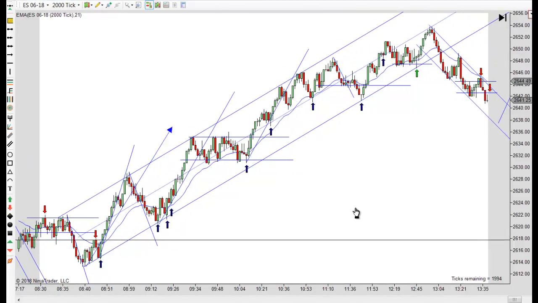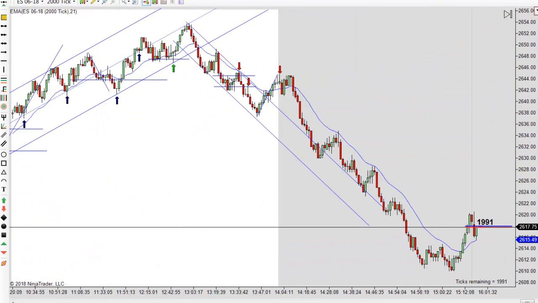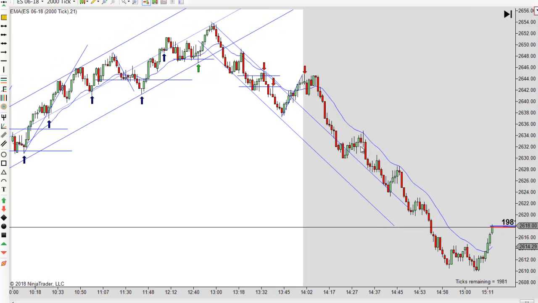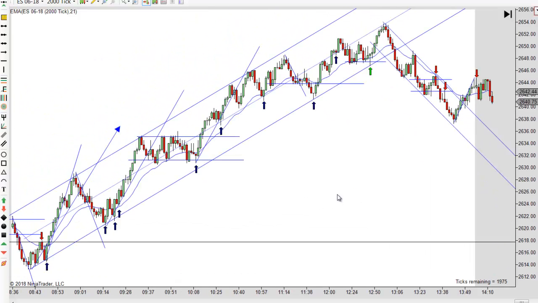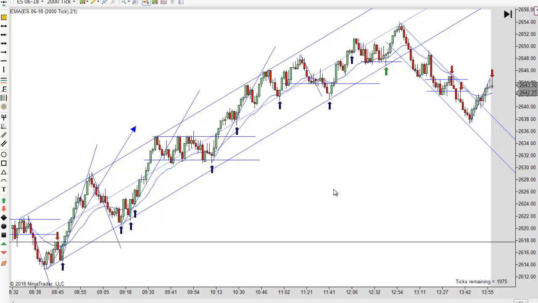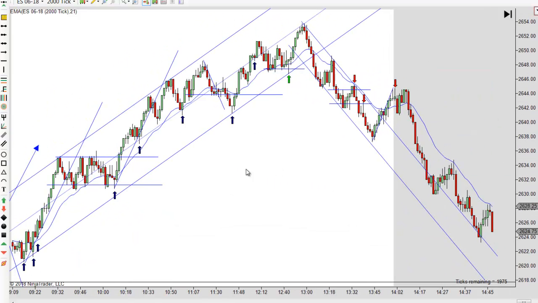We had a really nice uptrend, and then it reversed and made a really nice downtrend as well, although most of the movement came after 2 o'clock, so I didn't mark any of these. But there were some nice setups over here if you wanted to trade this downtrend. Normally I don't mark any trades after 2 o'clock, but sometimes you get moves like that.